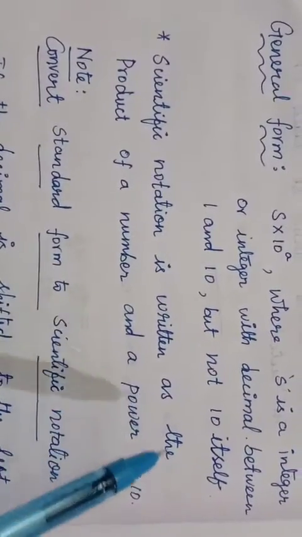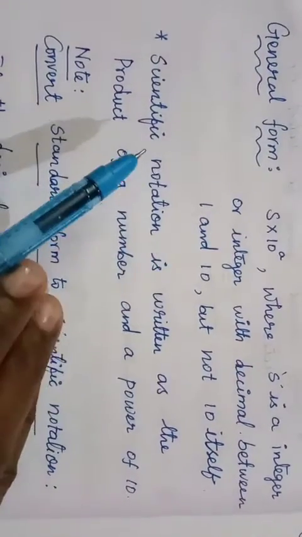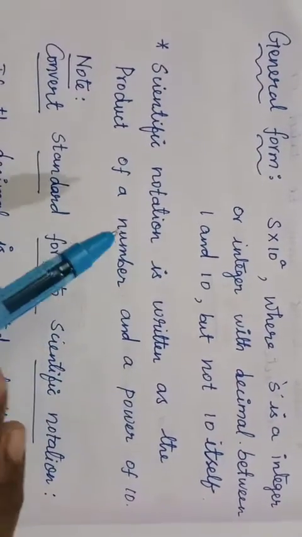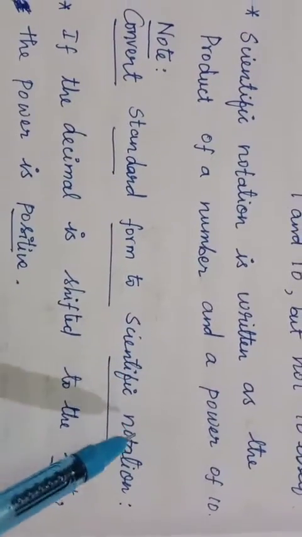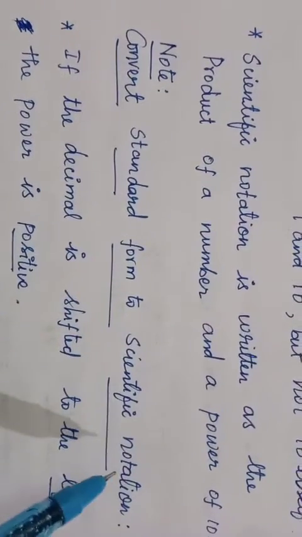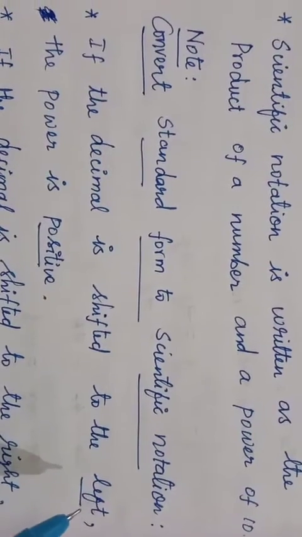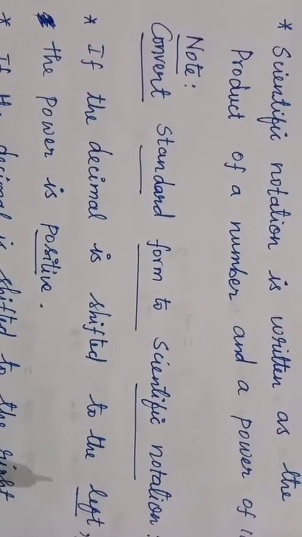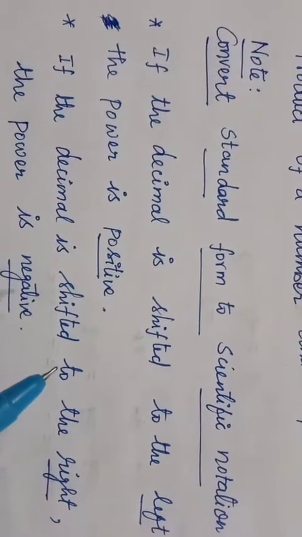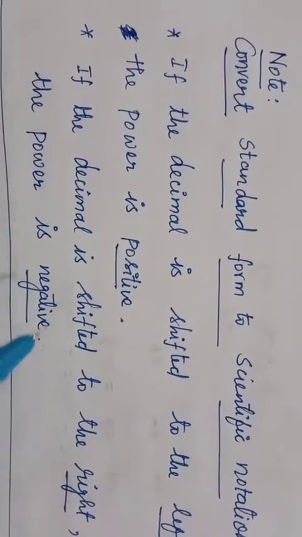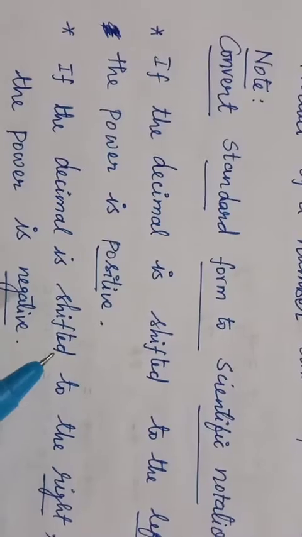Scientific notation is written as the product of a number and a power of 10. Now, how to convert standard form to scientific notation? If the decimal point is shifted to the left side, the power is positive. If the decimal point is shifted to the right side, the power is negative. I will explain with an example.